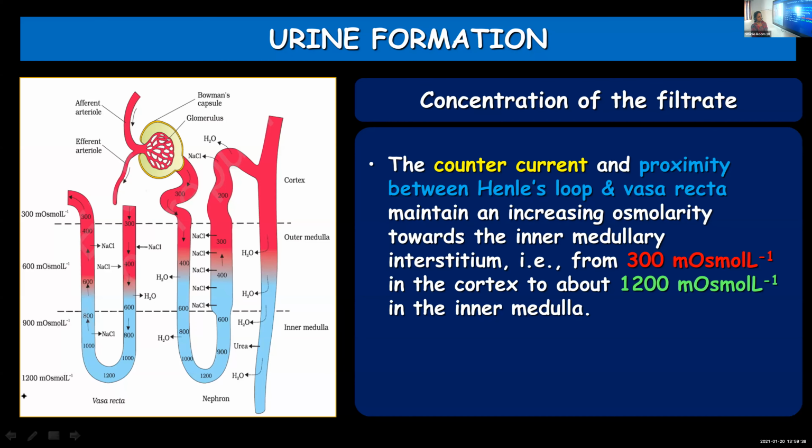The countercurrent and the proximity between Henle's loop and vasa recta. In both limbs, countercurrent flow is taking place, and both of them are in close proximity. Both of them are lying together. So the proximity between Henle's loop and vasa recta and the countercurrent mechanism in these two tubes maintain an increasing osmolarity. The solute concentration will be maintained high. An increasing osmolarity will be maintained in the inner medullary interstitium.